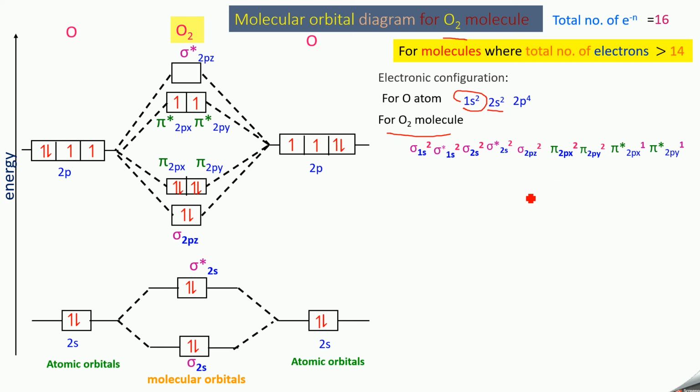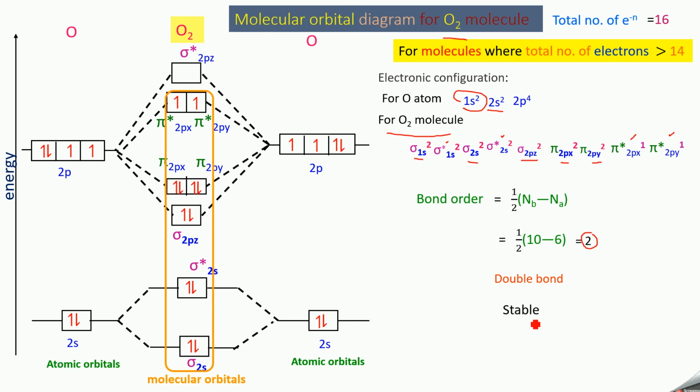Now calculate the bond order. Bond order is half into Nb minus Na. Nb, the bonding electrons, you have to take: 2, 4, 6, 8, 10. So we have 10 bonding, and then antibonding electrons: 2, then 2, 4, 5, 6. So totally 6 antibonding electrons, and you will get a bond order of 2. Since the bond order is 2, we have a double bond between the two oxygen atoms. And since the bond order is greater than 0, the molecule is stable.